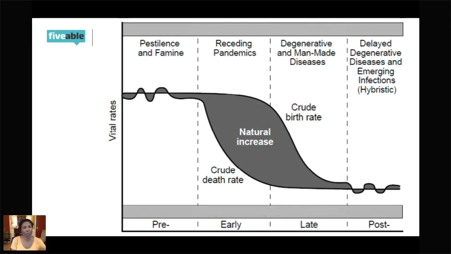So you should know at the very beginning of the stages that it would have been pestilence and famine, and that the reason why they were having so many children was because so many children were dying. And so you should understand that the reason why our birth rates and our death rates are low is because now we have modern medicine, we have vaccines and things of that nature.